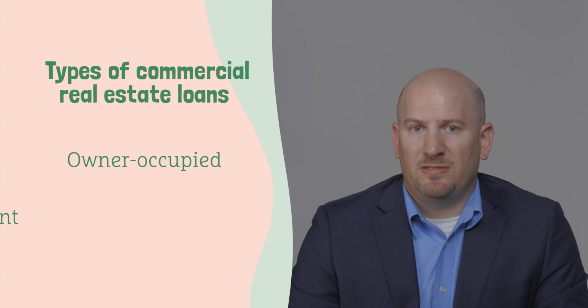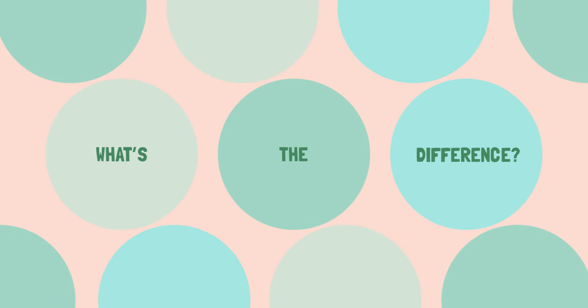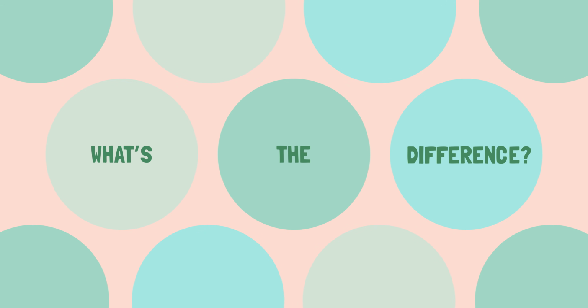In the business banking world, we have two types of commercial real estate loans: owner-occupied and investor, or non-owner occupied. Both of these loans allow businesses to purchase real estate. The difference comes down to two variables: where the repayment of the loan is coming from, and who will occupy the property.